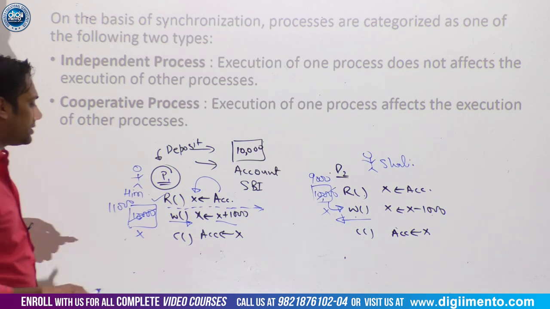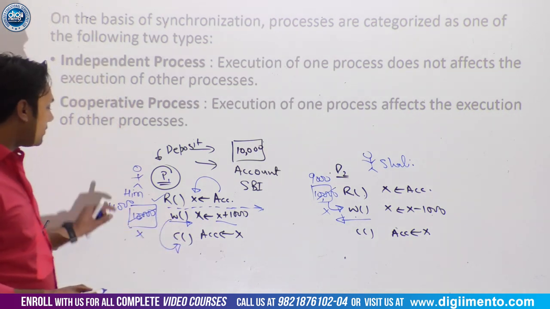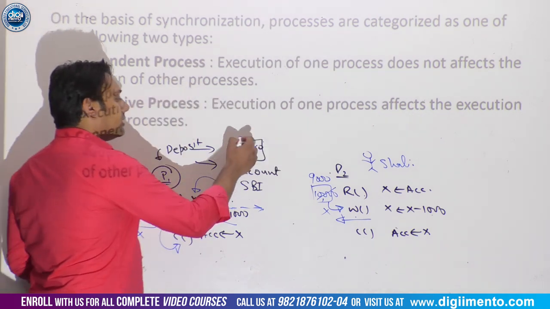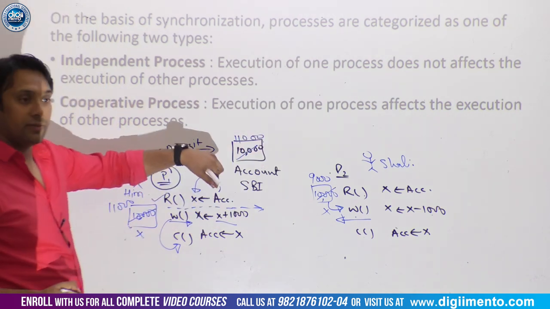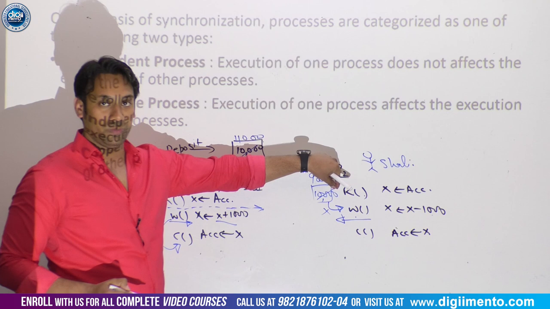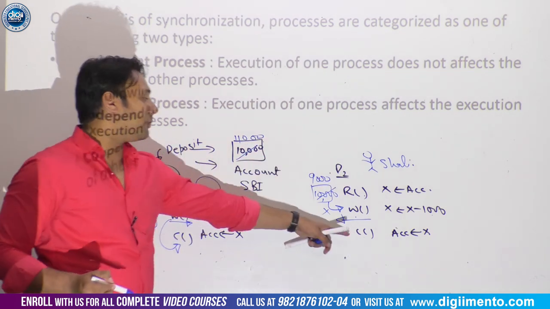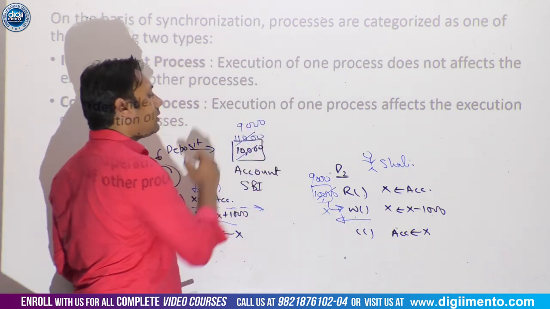Now this P1 process is also going to execute this commit statement. That is, P1 will write this 11,000 value in this account. So it will update the account to 11,000. And again the CPU is given to process P2, and P2 also commits. P2 is going to update this account with the value 9000, right?